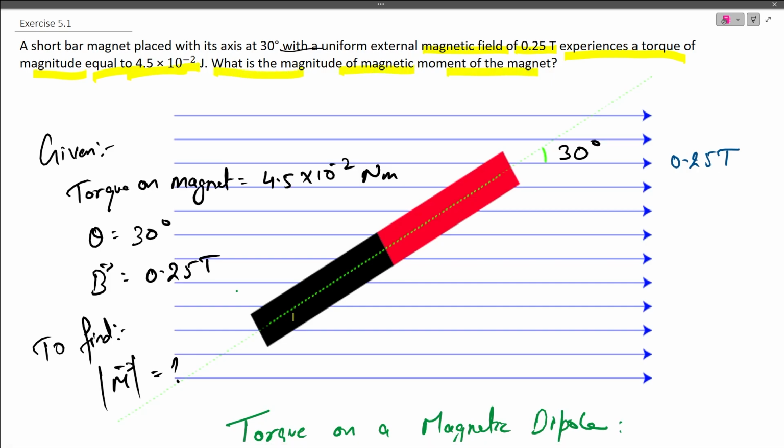Now in this question there is a bar magnet that has been placed in the magnetic field, and it is making a 30 degree angle due to the influence of the torque that this magnetic field is putting on this bar magnet. Now we have to find out what is the magnetic moment of this magnet.